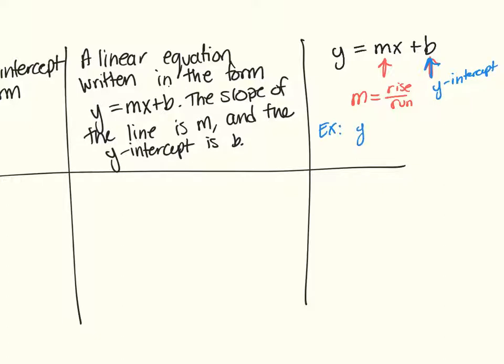Let's say you have y equals 2x plus 4. Your slope would be 2 over 1. Okay, your unit rate. So $2 for every one, or two holes for every one. And your y-intercept is this 4 right here, and you would write it like this: (0, 4).